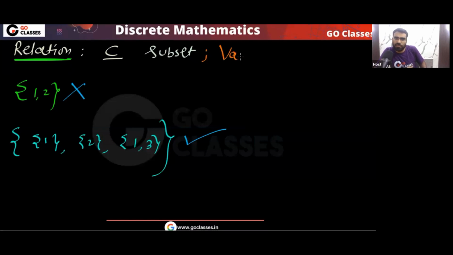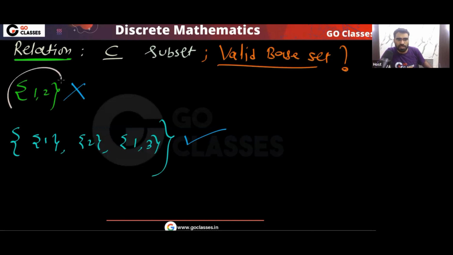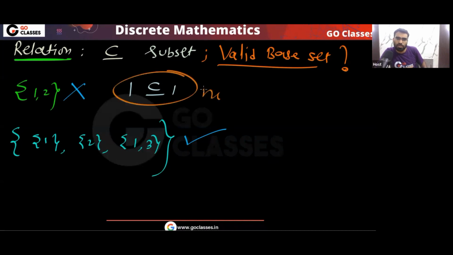So tell me the valid base set. Very simple point. On this set, can I define the subset relation? For example, does it make sense that 1 is a subset of 1? Tell me, does it make sense? This is nonsense. Yes or no? This thing is nonsense.